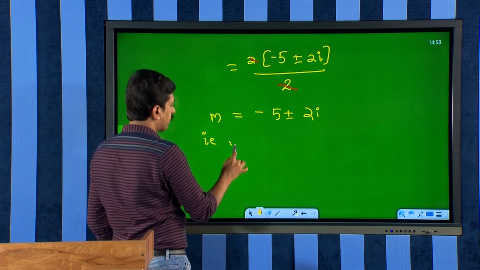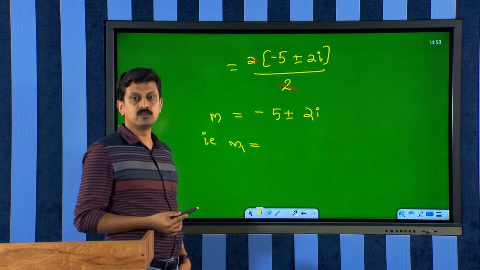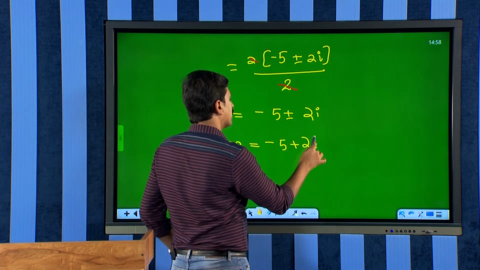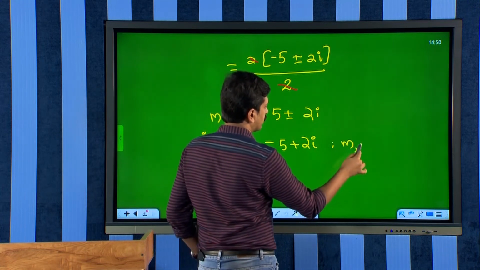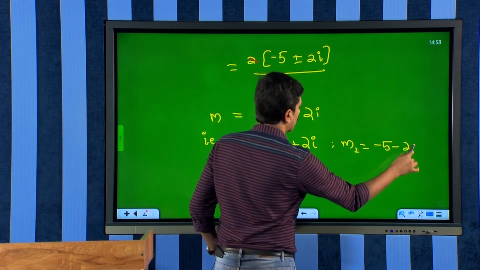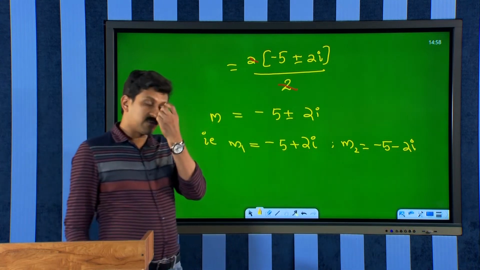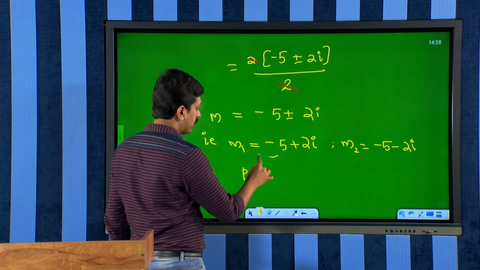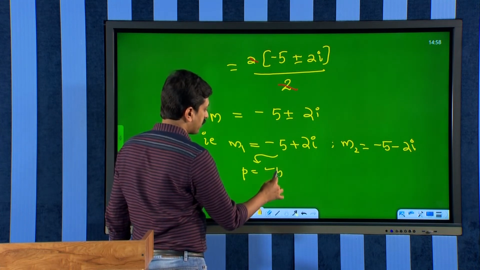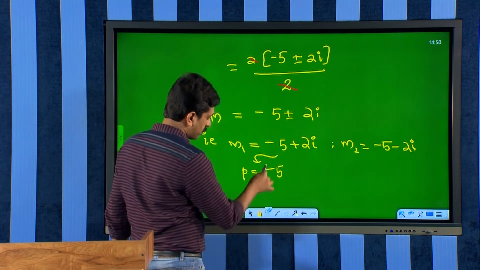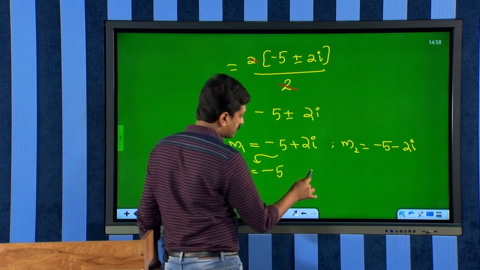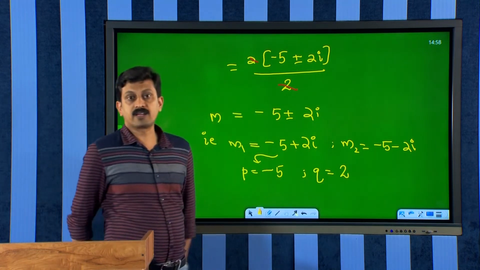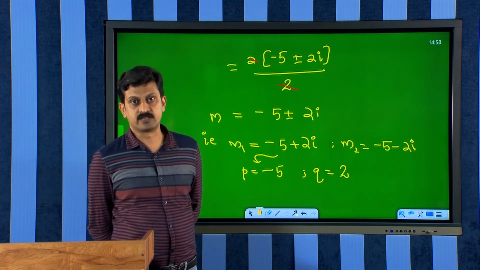That is, m1 is equal to minus 5 plus 2i, and m2 is equal to minus 5 minus 2i. Therefore, we found that P, the real part, is equal to minus 5, and the imaginary part Q is equal to 2. Fine. Therefore, we can write the general solution.